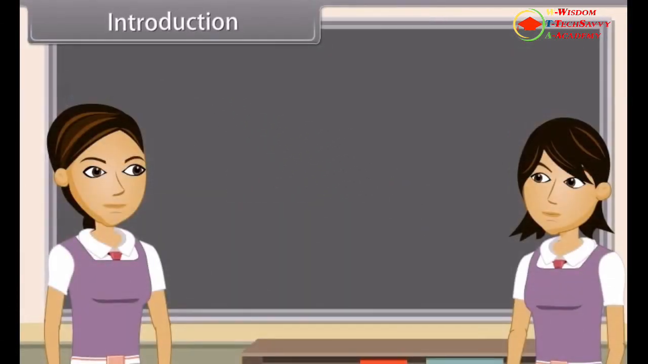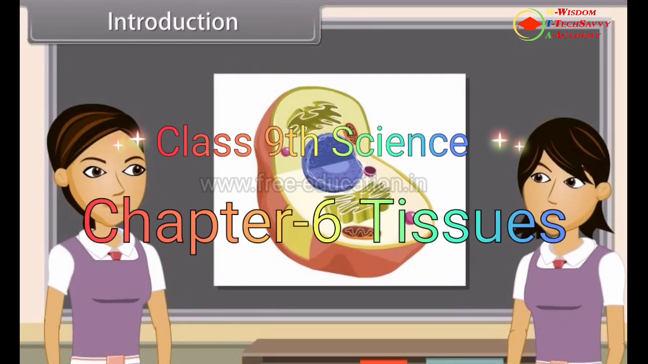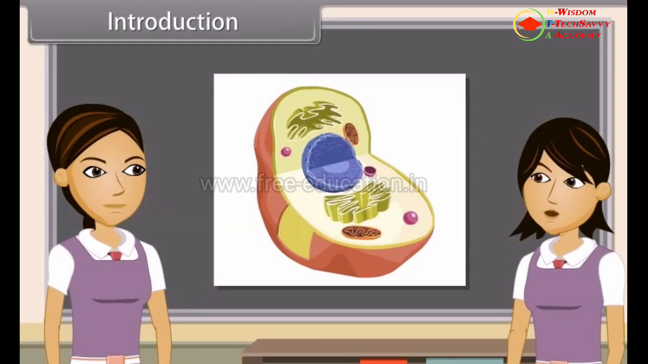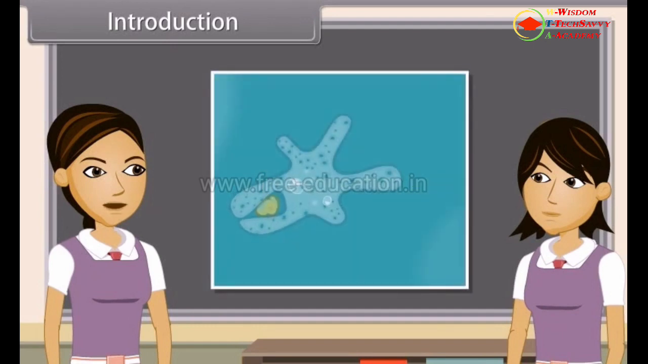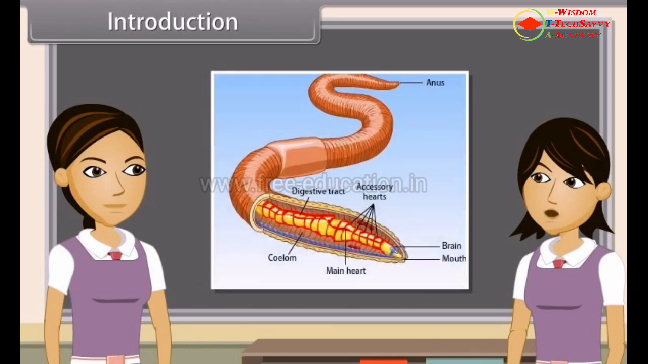Introduction. We know that the cell is the structural and functional unit of life. Do you know what it actually means? It means a single cell can perform all basic functions of life. For example, movement, intake of food and respiratory gases, respiration, excretion. Okay, it is true for single-celled or unicellular organisms.